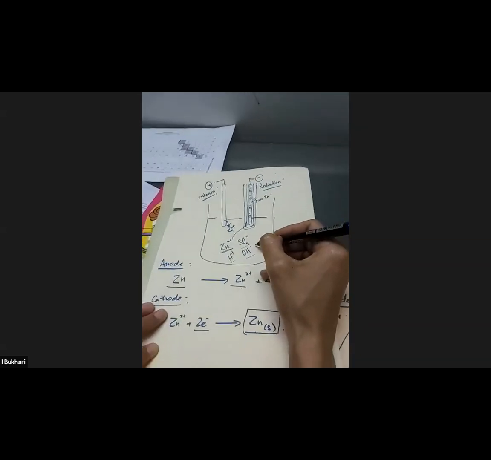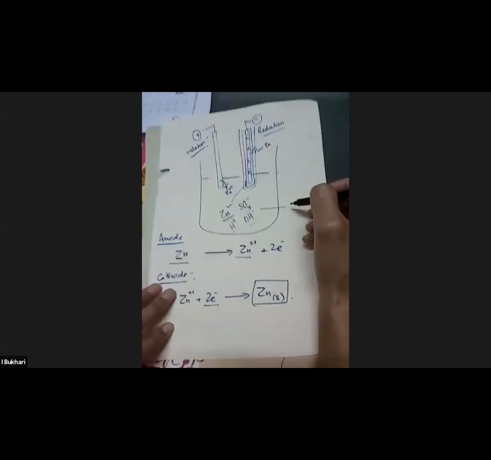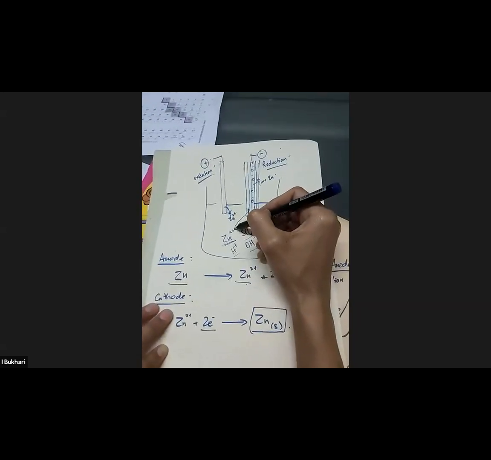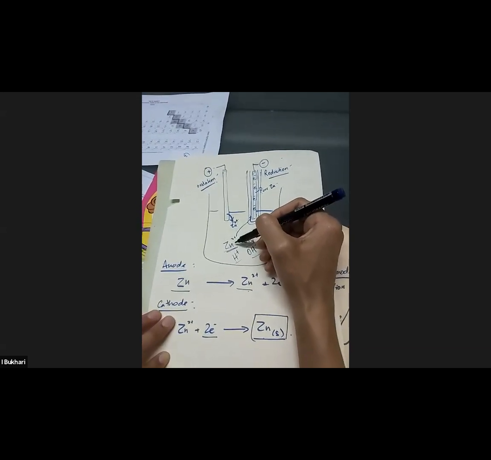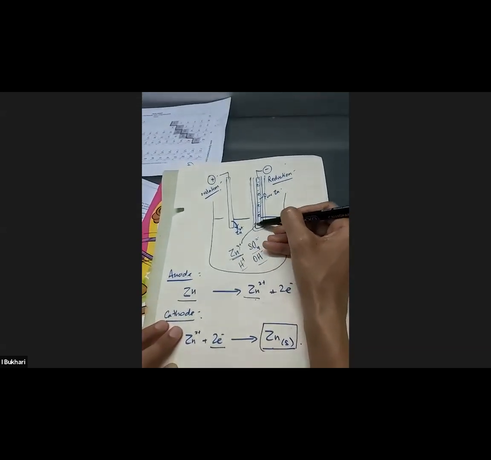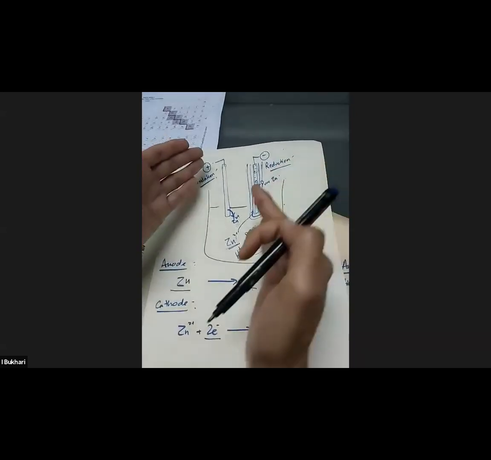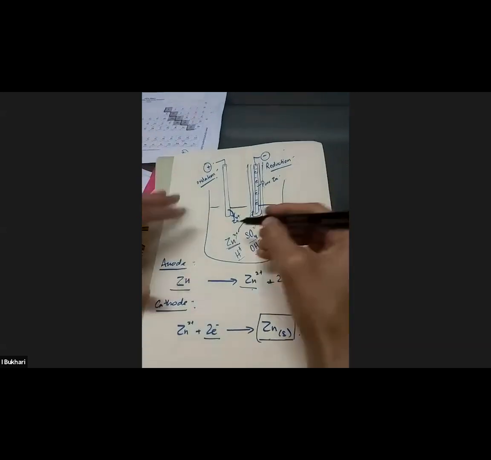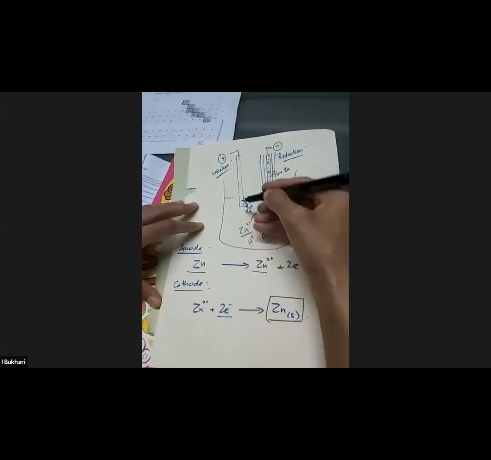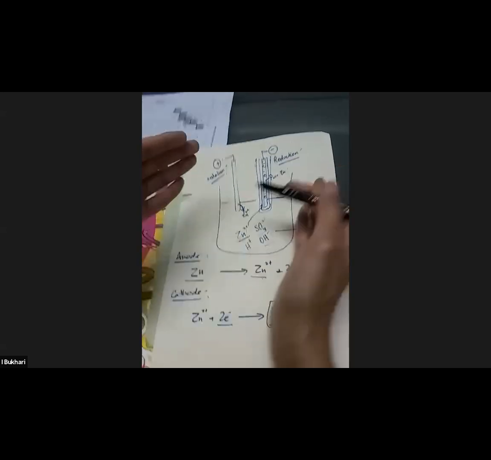The concentration of the electrolyte or salt will stay constant. Why? Because the rate of ions entering the solution is the same as the rate of ions getting deposited from the solution onto the cathode. So the net loss is zero. Whatever is entering is equal to whatever is leaving, so there is no net change in the concentration of the salt.